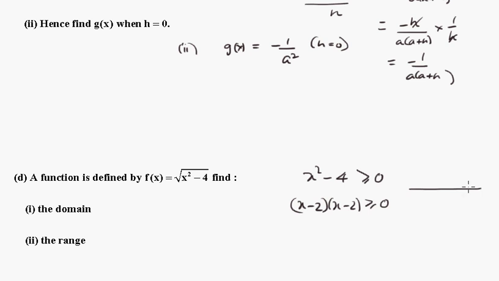So on our number line, that's a 2 and a minus 2. So in fact, x would be greater than or equal to 2, or x is less than or equal to minus 2 is the domain. The range, well, this is just going to be positive, so the range of the function is simply going to be greater than or equal to 0.